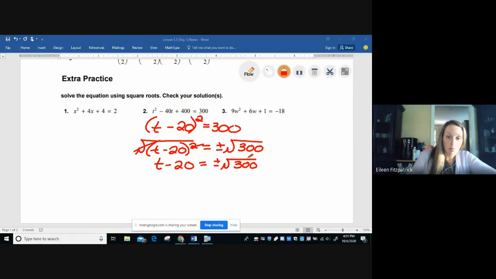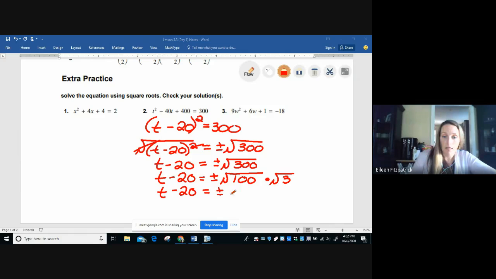Now at this point, you could simplify the square root of 300, or you can move the 20 over. It doesn't really matter. I'll simplify the square root of 300 first. So I have t minus 20 is equal to plus minus the square root of 300, and I'm going to write this one out just to review square roots. That can be rewritten as 100 times 3, both under radicals. And since the square root of 100 is 10, now I have plus minus 10 root 3.